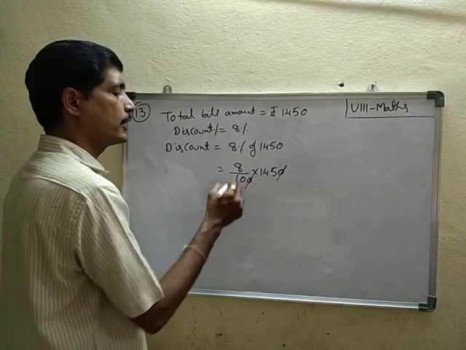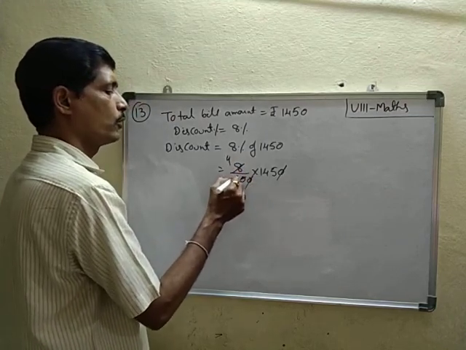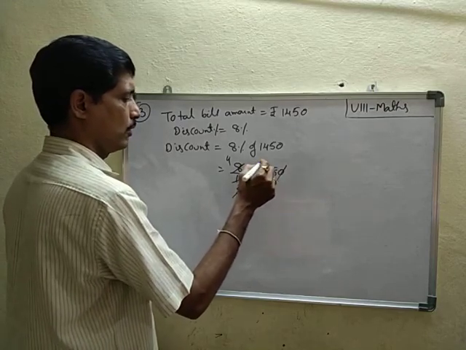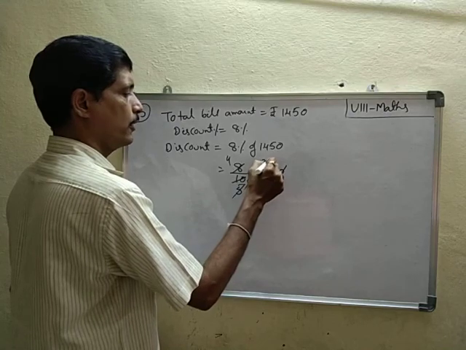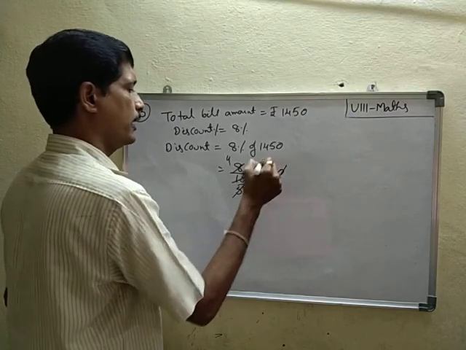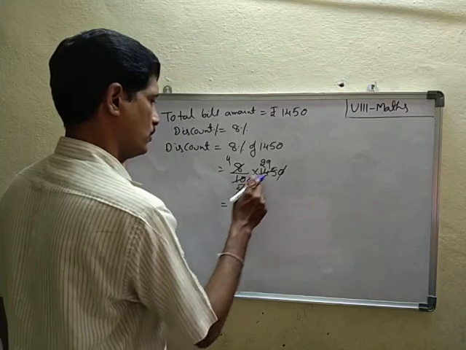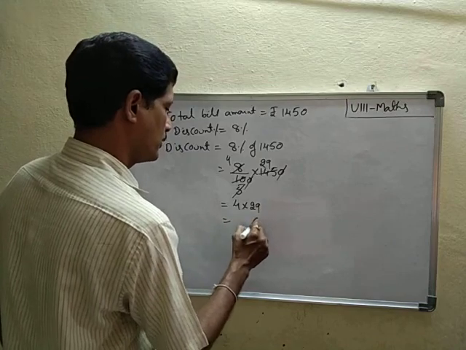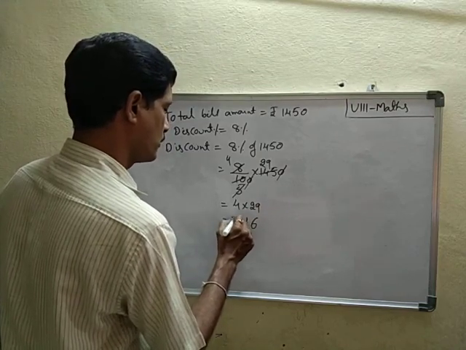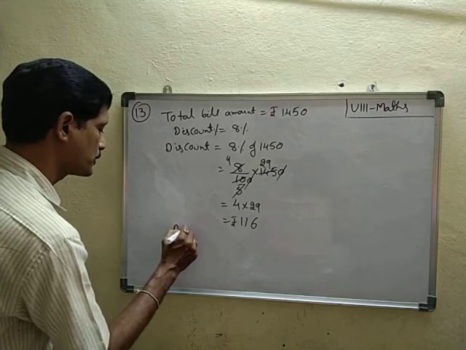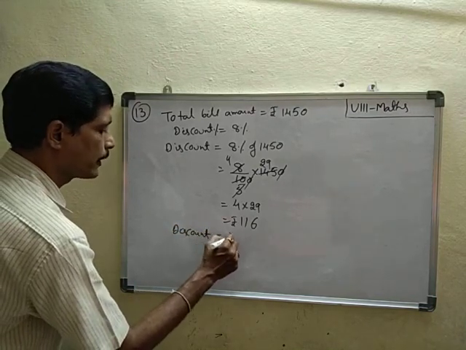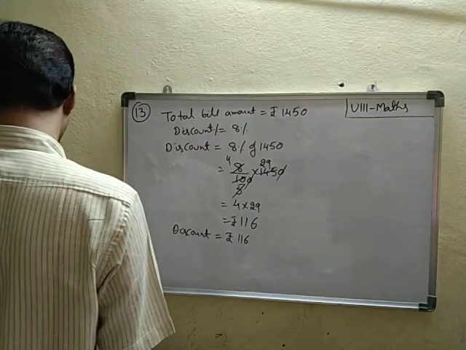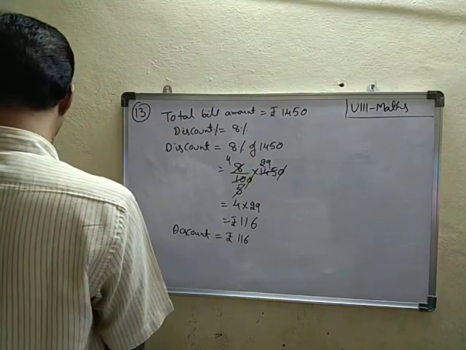Here 1 0 get cancelled. 2 4s, 2 5, 5. 2 ja 5, 9 ja. Therefore 4 into 29. Therefore that is 36, 8, 116. Therefore discount amount equal to rupees 116. Next, what is it asking? Find the actual amount to be paid.